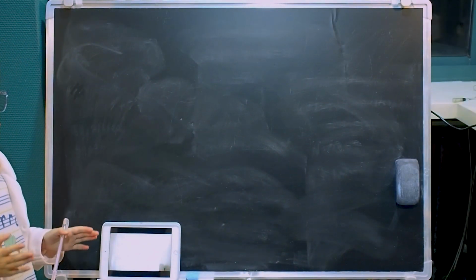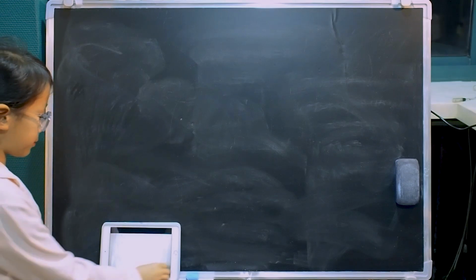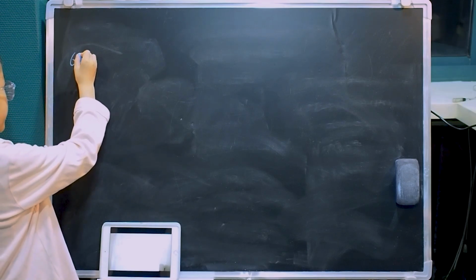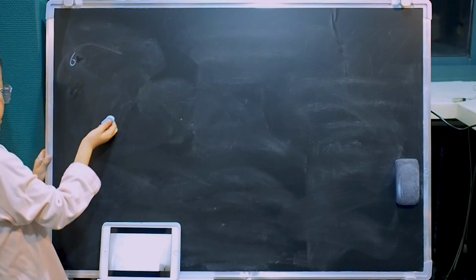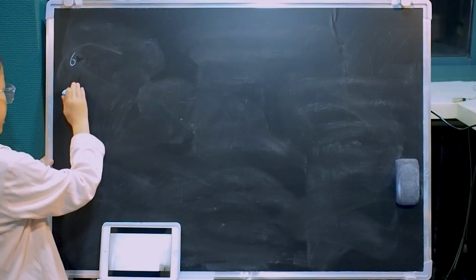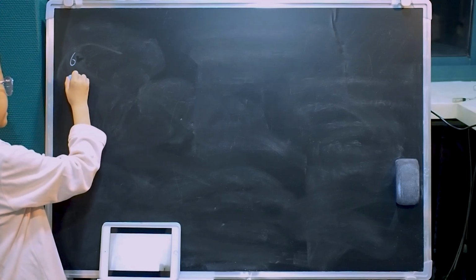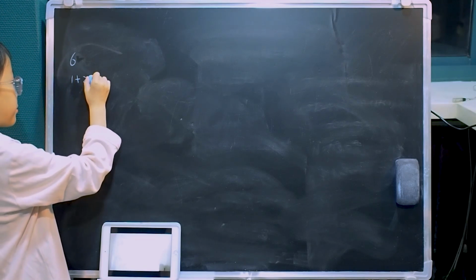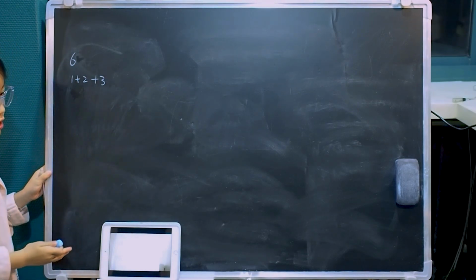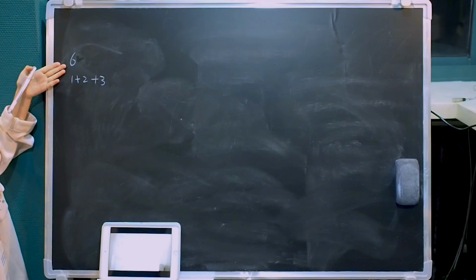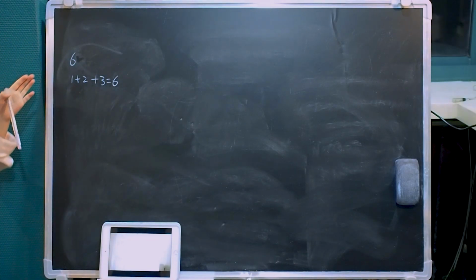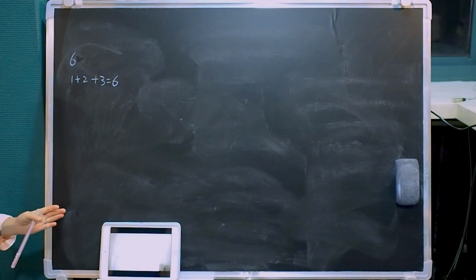Today let me introduce what a perfect number is. Use 6 as an example. The proper divisors of 6 are 1, 2, and 3, right? We add them together: 1 plus 2 plus 3. The proper divisors exclude 6 itself. So 1 plus 2 plus 3 gives you 6 itself, which means 6 is a perfect number.